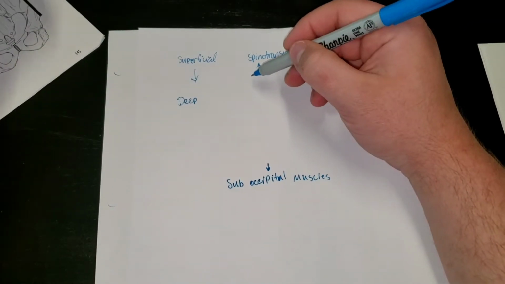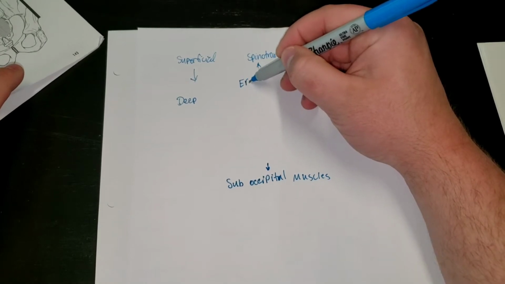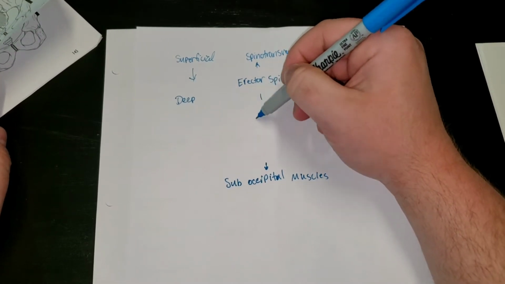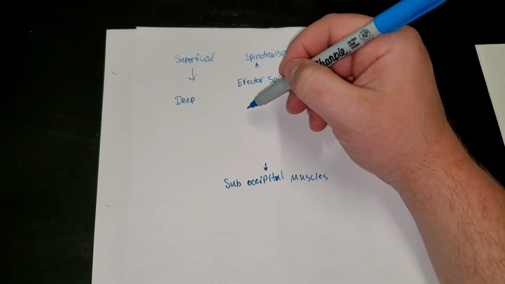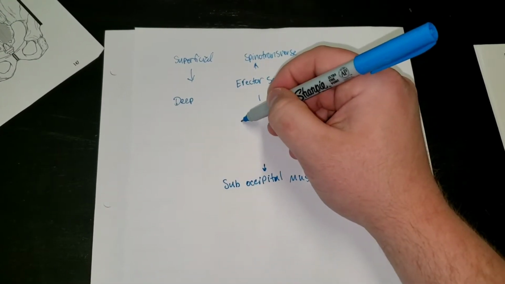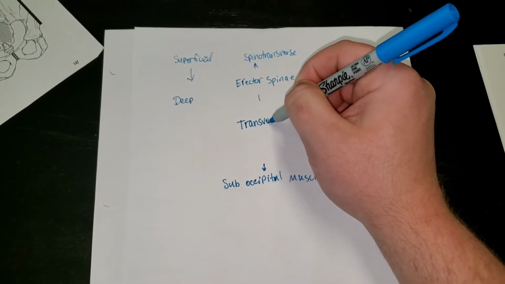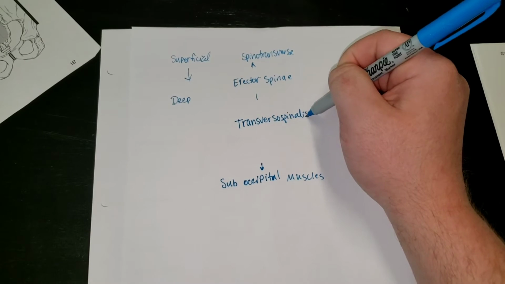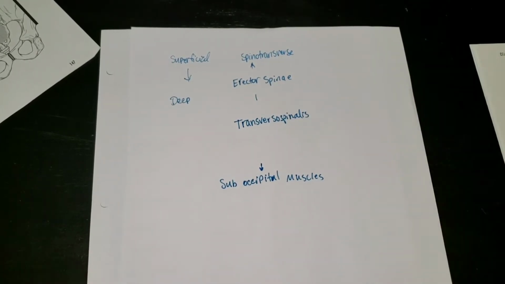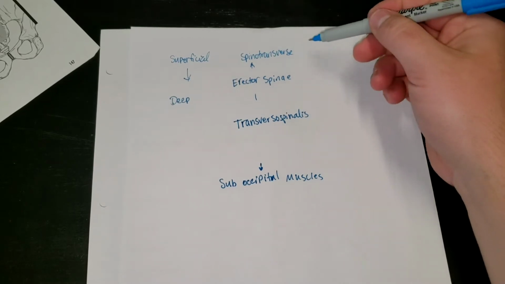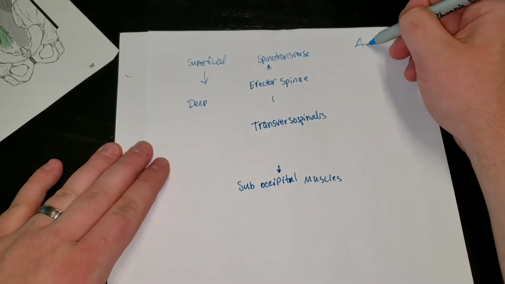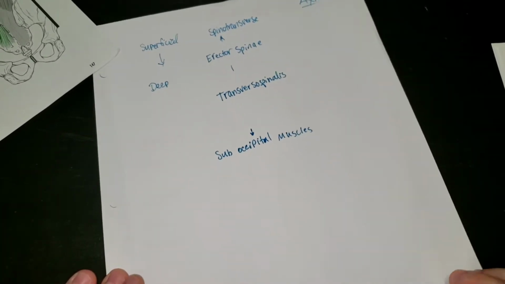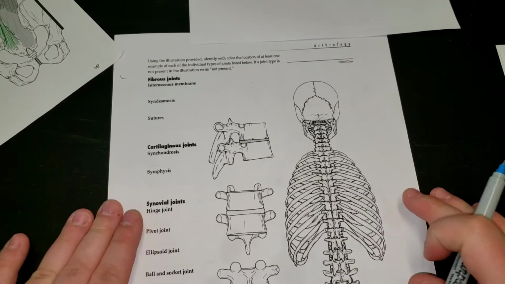Then the next level is going to be your erector spinae muscles. And then the next level would be your transversospinalis muscles. So there are 4 different levels, essentially going from superficial to deep. These are all axial muscles, meaning they are on the axial skeleton. Thusly, this is why I needed an axial skeleton.